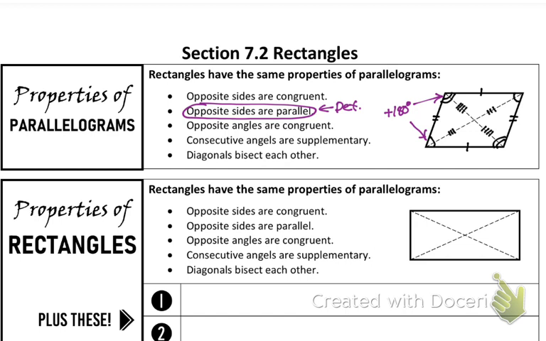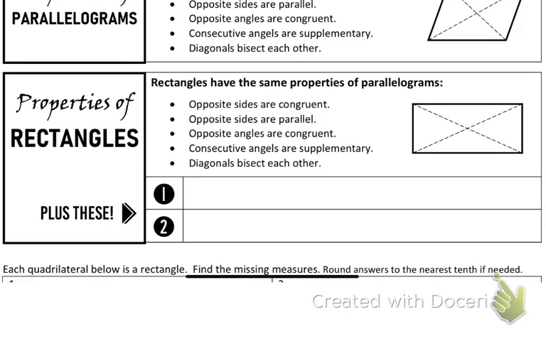Let's go through those real quick. So we have a parallelogram, and now we're going to upscale it to be a rectangle. I already said it's a parallelogram, so all the previous rules apply to it. Opposite sides are congruent, opposite angles are congruent, consecutive angles are supplementary, diagonals bisect each other. To be a rectangle, it must be a parallelogram, and it must have a right angle.